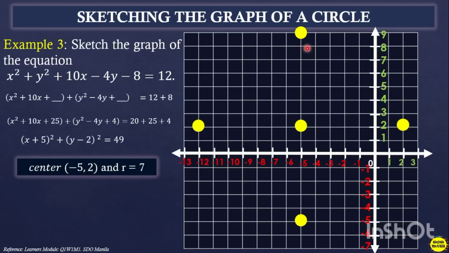And then, sketch na natin yung graph natin. Okay, so that is the graph of (x plus 5) squared plus (y minus 2) squared is equal to 49.